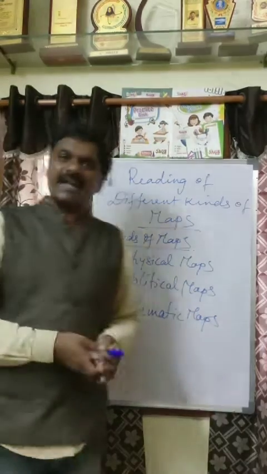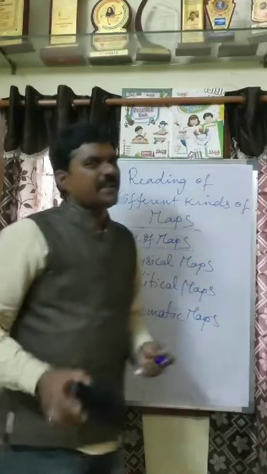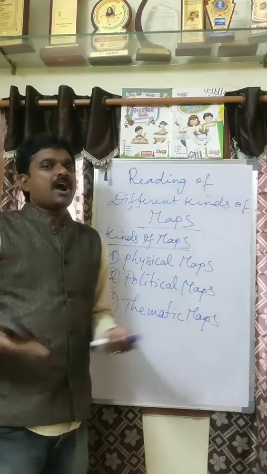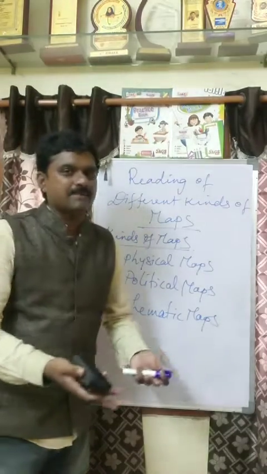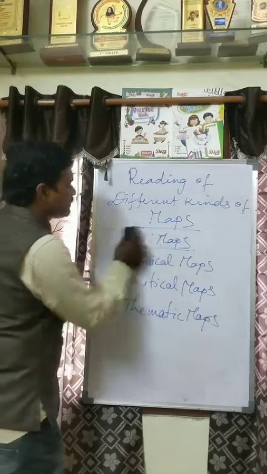So those are the different kinds of maps we come across, and a very important answer: generally, how many kinds of maps are there? You can write 3 kinds of maps: physical maps, political maps, and thematic maps.